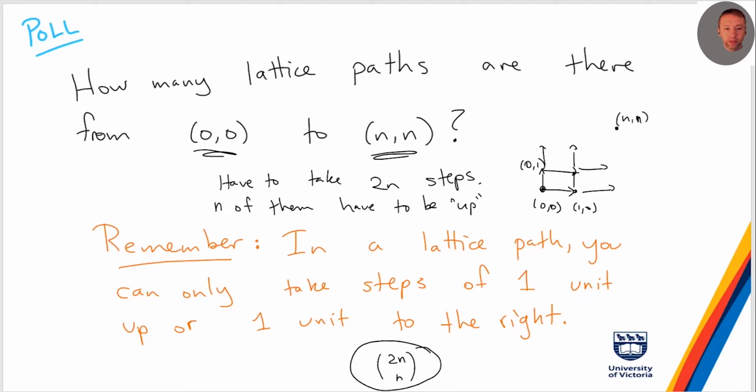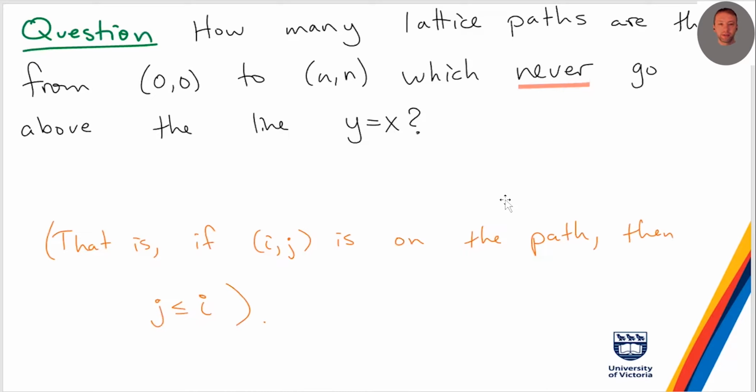So what we're going to do is look at a variation of this question. We're going to look at lattice paths that have a certain type of restriction, and we're going to use recurrence relations and generating functions to count the number of lattice paths with that restriction. The question we're going to address is how many lattice paths are there from 0, 0 to n, n which never go above the line y equals x.